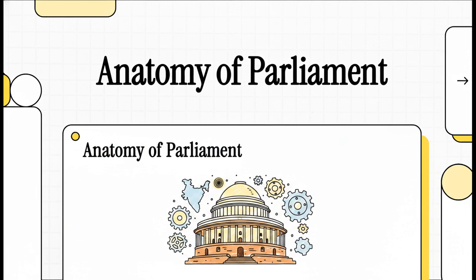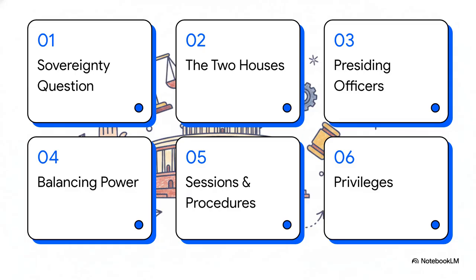Let's get into it. Here's our roadmap for this elevator ride through the parliamentary structure. First, the question of sovereignty. Second, the anatomy of the two houses. Third, the presiding officers. Fourth, balancing the power. Fifth, sessions and procedures. And finally, number 6, parliamentary privileges.